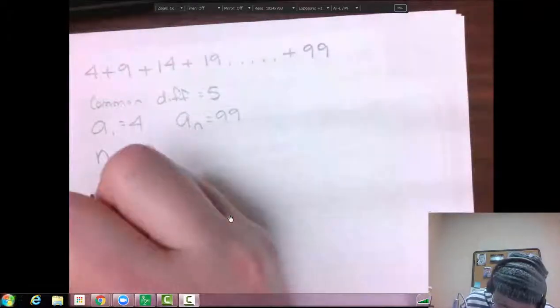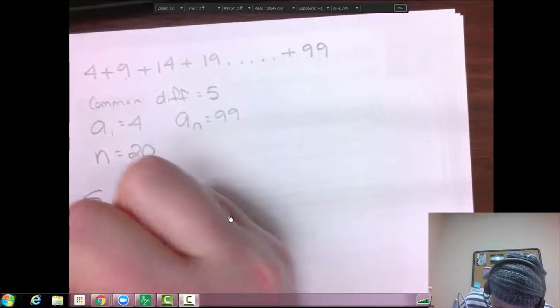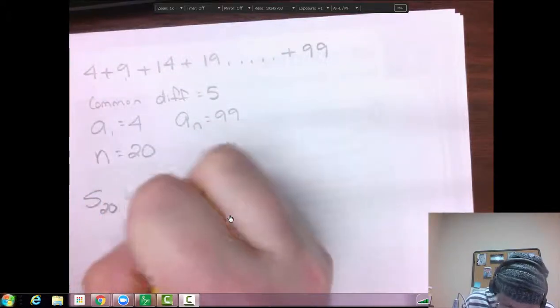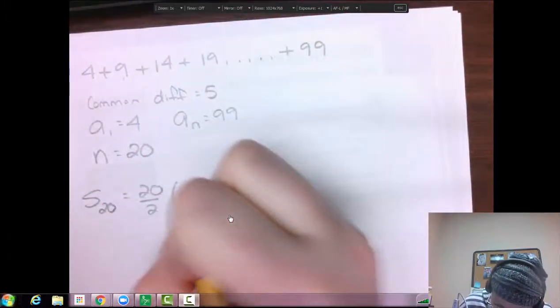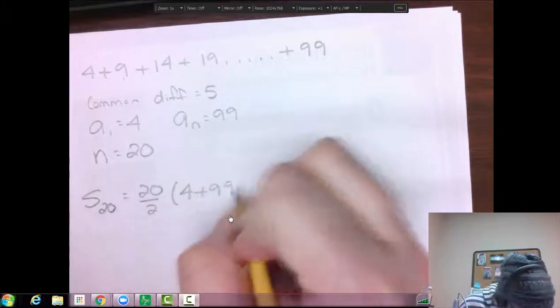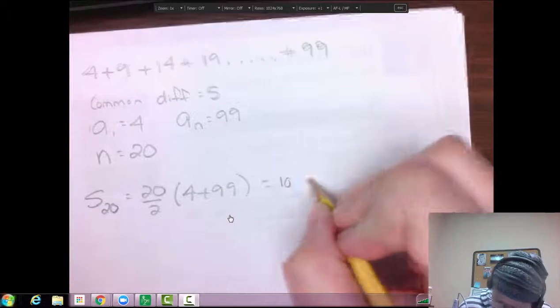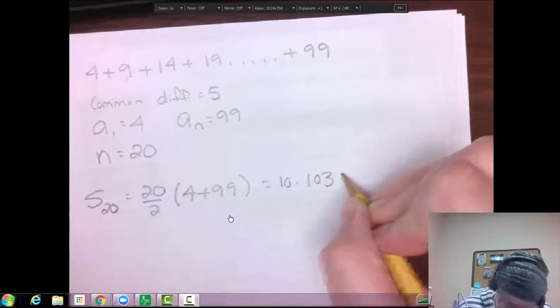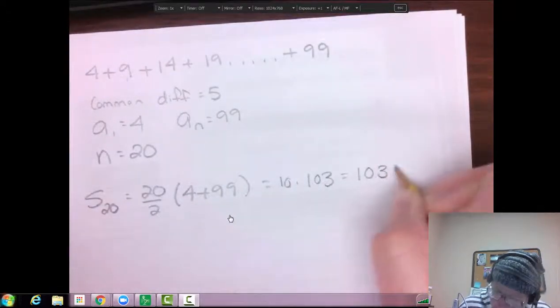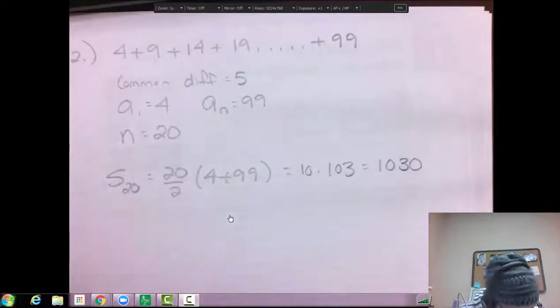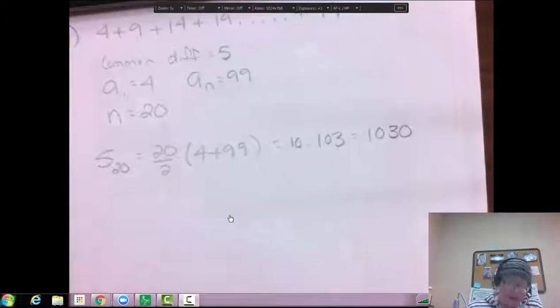Now I can put this in the sum formula to find the sum. So the sum of the 20 terms is equal to 20 divided by 2 times 4 plus 99. That's going to equal 10 times 103, which equals 1,130. So there's the sum, or the series, of that sequence. Okay, so that's looking at them set up this way.